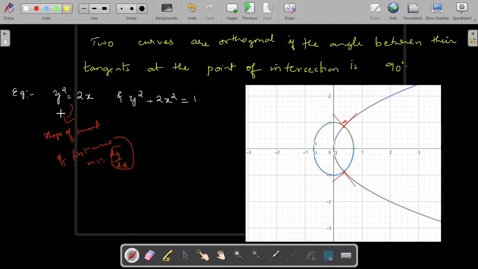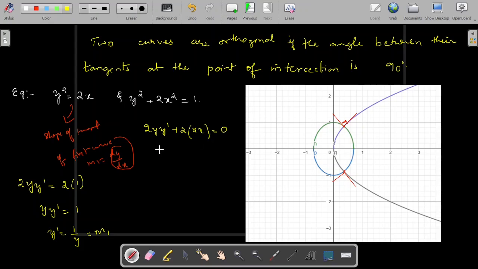So, differentiate the first equation, you will get 2y y dash equal to 2 into derivative of x, which is 1. So, 2 cancels, y y dash equal to 1, y dash is equal to 1 by y. This is your m1, the slope of the tangent to the first curve. Next, similarly differentiate the second: 2y y dash plus 2 into derivative of x square, which is 2x, equal to derivative of 1, which is 0. So, y y dash plus 2x is equal to 0, which gives you y dash is equal to minus 2x by y. Okay. This is m2.